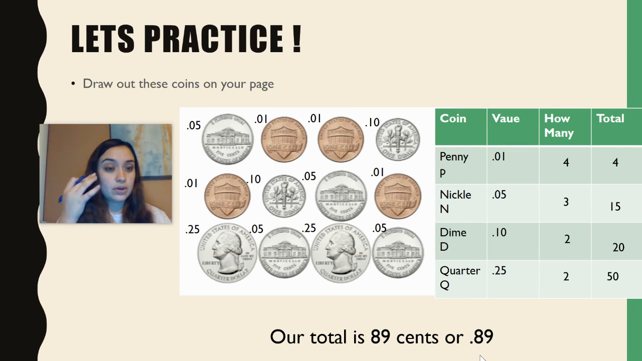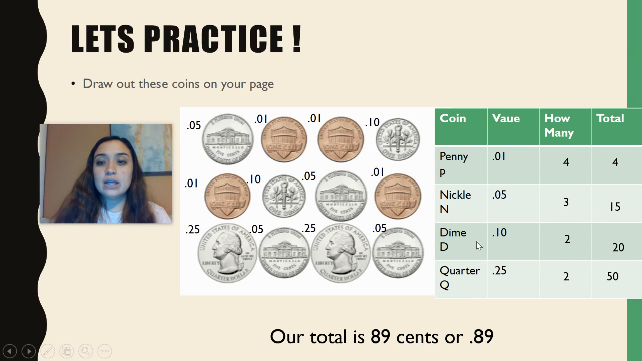All right, very good, boys and girls. I hope that this was helpful for y'all and you now understand how to count and add up coins together. The best way to do it is to skip count, right? Show me how many pennies you have, skip count, and get your total.